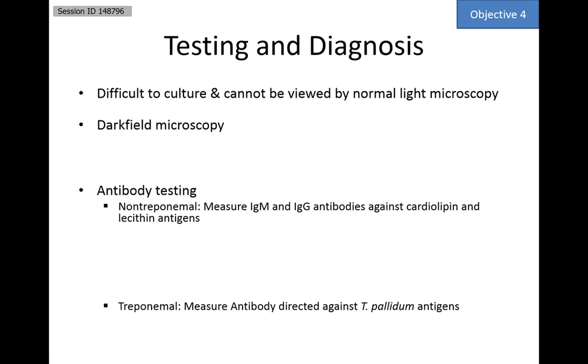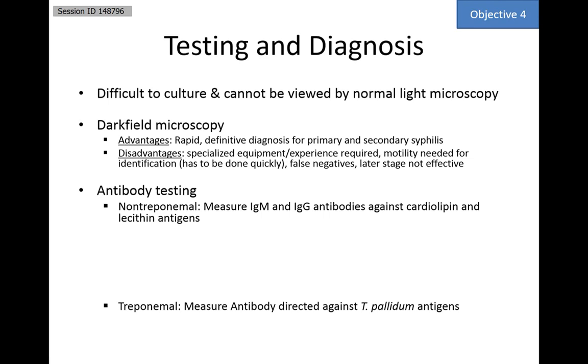Diagnosing of syphilis can be challenging, and that is because the organism is difficult to culture, or it can even be seen by a light microscopy. So we need a special type of microscopy to see it. It could be diagnosed with dark field microscopy, which is a rapid form of diagnosis. However, it does require an expert who can use this microscopy.